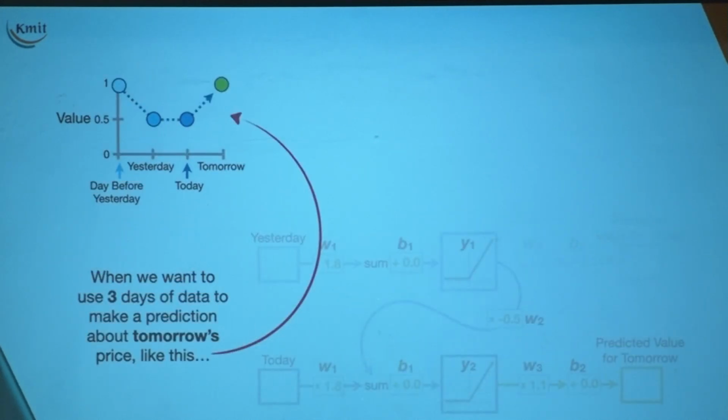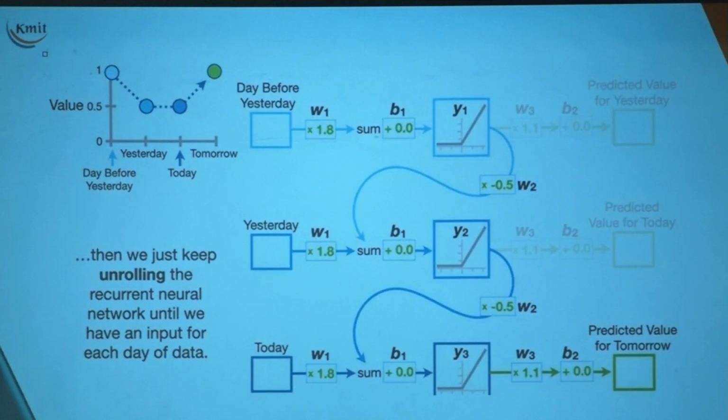Suppose I want to predict, what am I doing here? I am predicting tomorrow's output based on yesterday and today. That is 2 states. If I want to predict tomorrow's output based on 3 days, what will I do? I'll take 3 layers, where the first layer would be the day before yesterday, the second layer would be yesterday, and the third layer would be today. The output of today would be what? Tomorrow. Is that clear everybody?